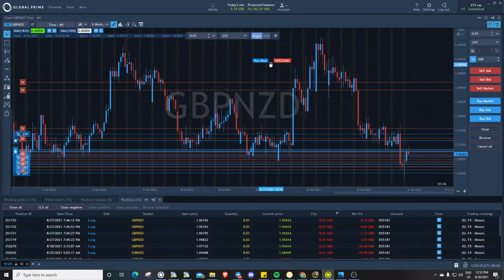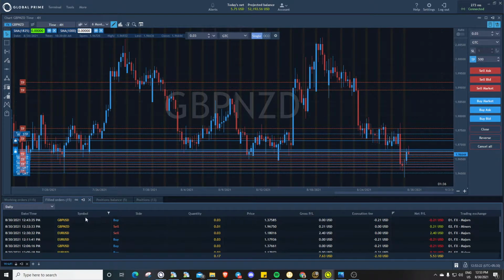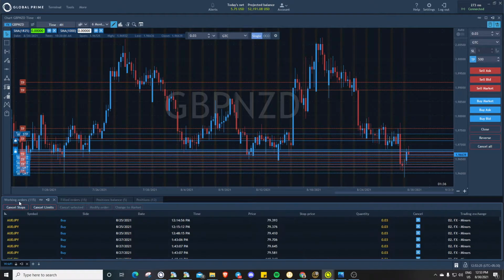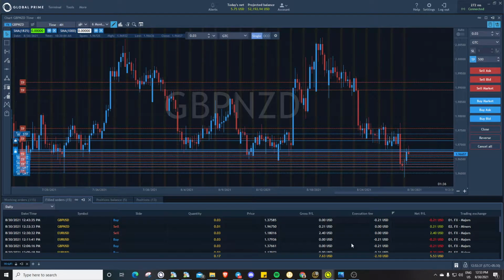So the next option we're gonna use is this tab here. We have working orders, filled orders, position balance, and positions. Working orders are more like the limits we have placed on the charts. So we have lots of limits here, right? Basically they will be displayed here. We can cancel, we can remove from here. It's that simple. Then the filled orders, it's more like the closed order account history in the MT4.